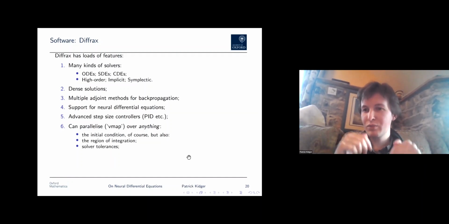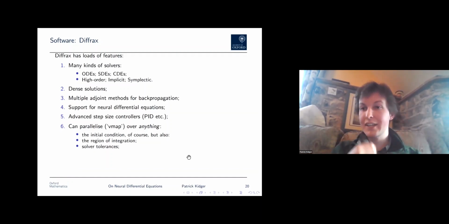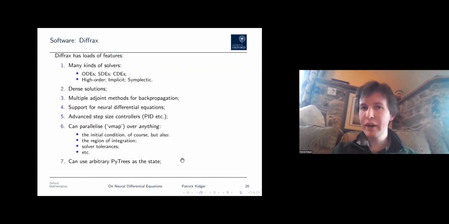So when you solve a differential equation, you might say the relative tolerance is this, the absolute tolerance is this. Can I now solve my differential equation over multiple different tolerances, get a work precision result or something like that? Yes, you can parallelize over that too, etc. Anything that goes in, you can parallelize over it. Those of you who have used JAX know what I mean when I say a PyTree.